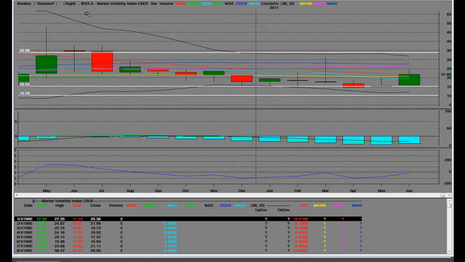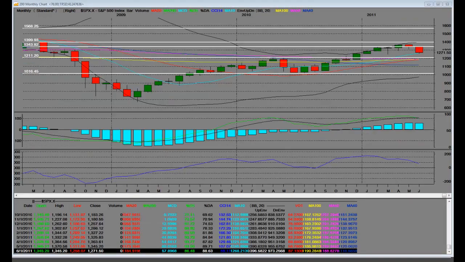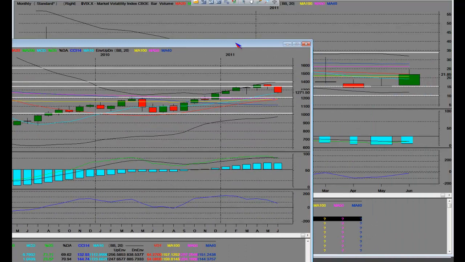VIX Market Volatility Index, CBOE. And what is it? It is a fear indicator. What is it related to? It's related to the S&P 500. This is the S&P 500 right here. It's a monthly chart as well.